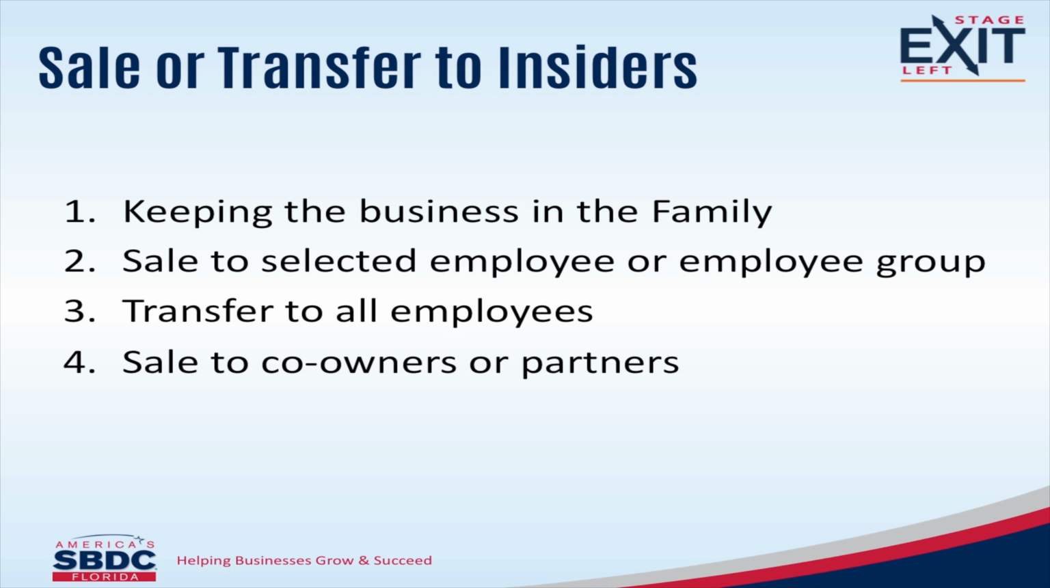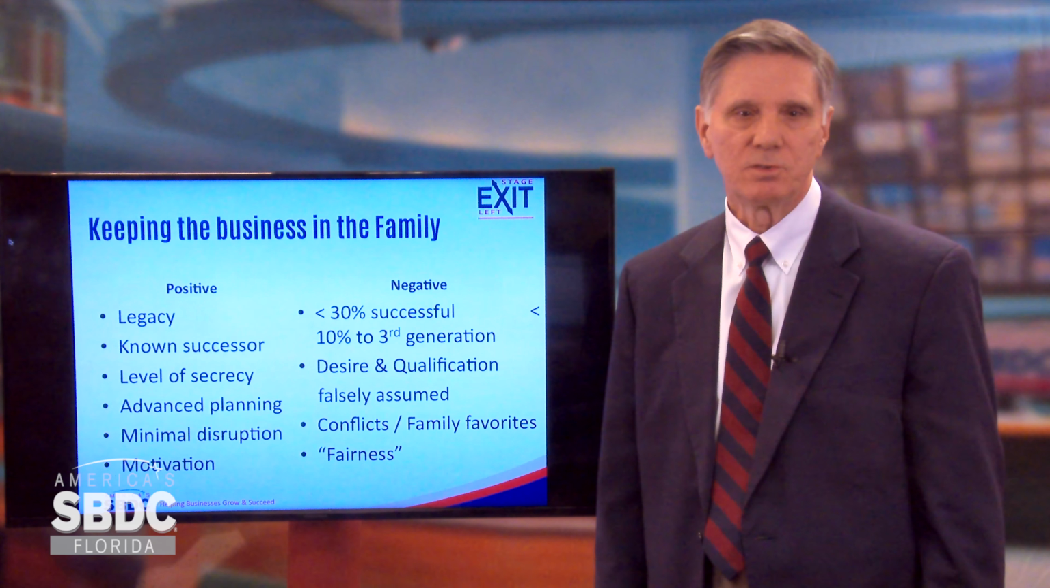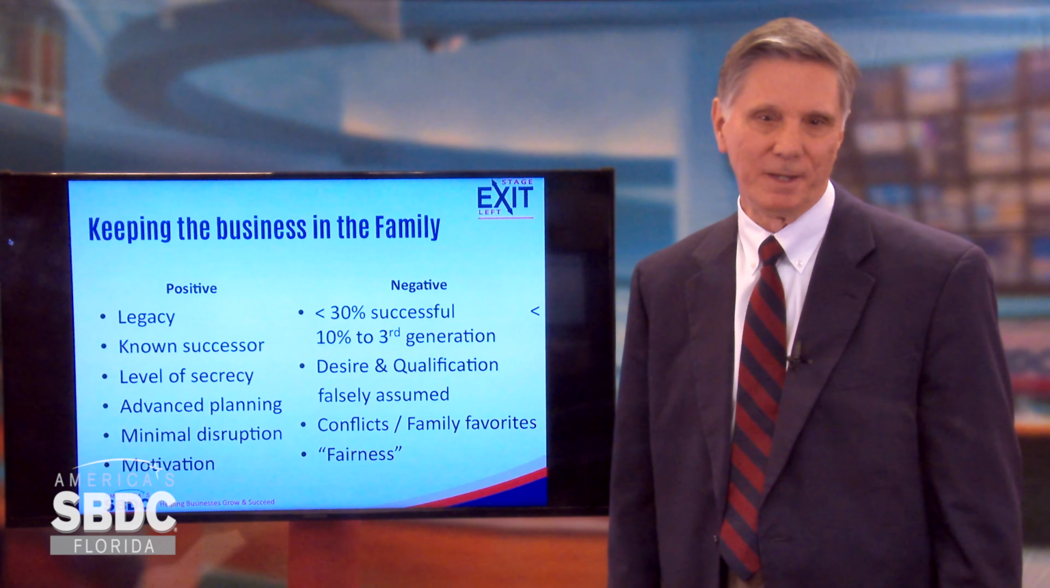Number 1, keeping the business in the family. 2, sale to various selected employees or employee group. 3rd, transfer to all your employees. And the 4th, sale to your co-owners and partners if you have co-owners. Let's first talk about keeping the business in the family.